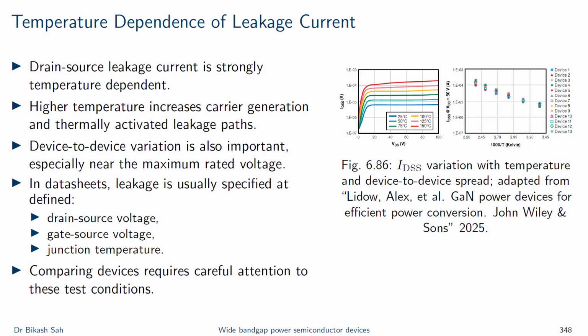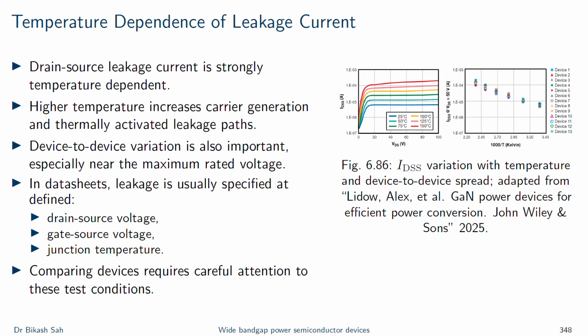So leakage also affects thermal design through feedback. Higher temperature increases leakage, increased leakage increases power dissipation, and power dissipation will further increase temperature. So it's a sort of vicious cycle that goes on till the device completely fails or burns. In GaN, this feedback is unusually less severe than in narrow band gap material, but it is still relevant near maximum voltage and temperature.